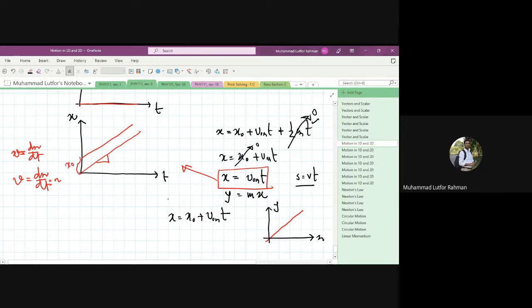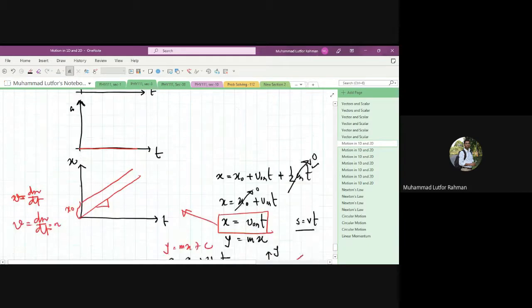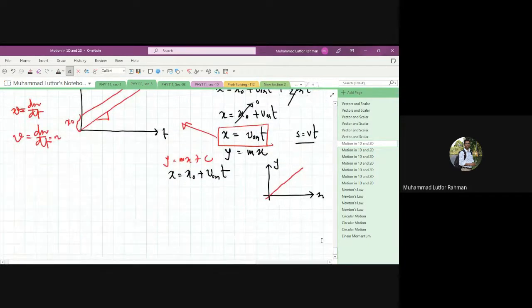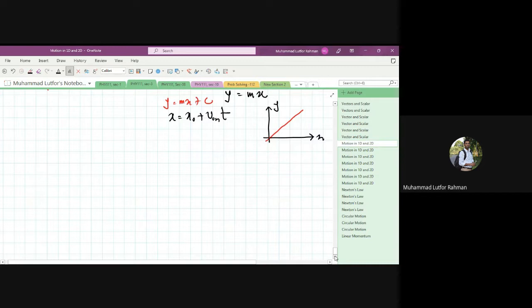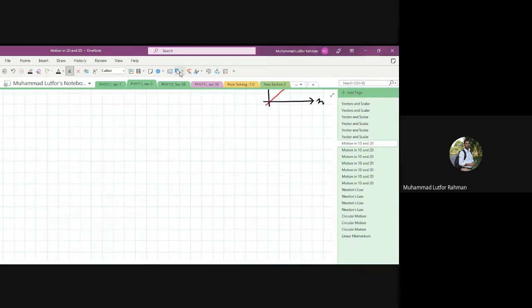This equation is exactly y equal to mx plus c. This is similar to that one. The value c over here is actually x naught. So this would be your displacement versus time graph if the particle moves at a constant velocity. All right. What about if the particle moves at a constant acceleration? I should use a different color.